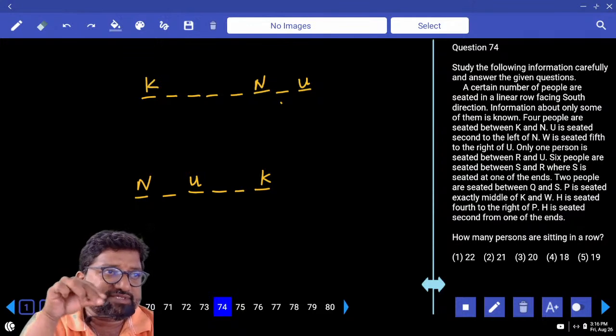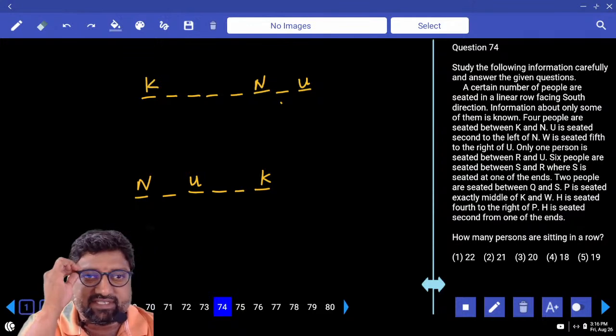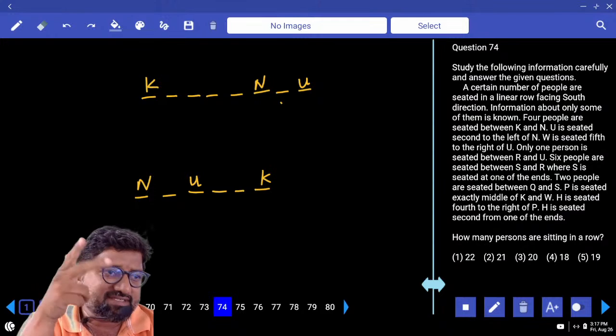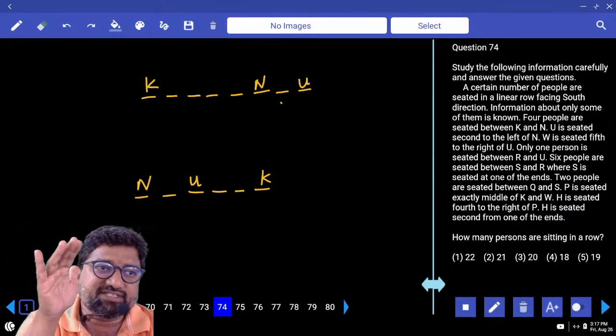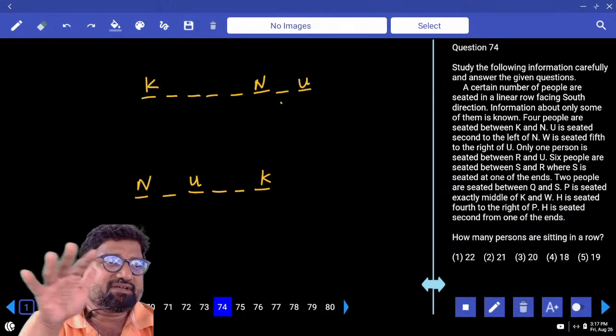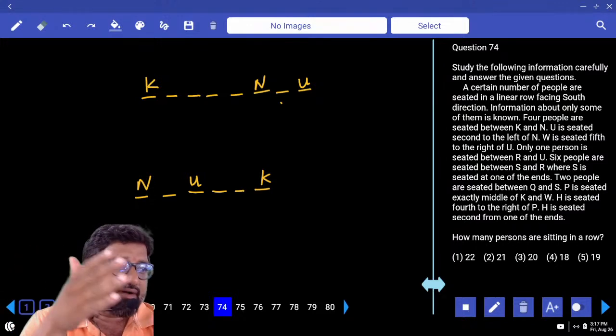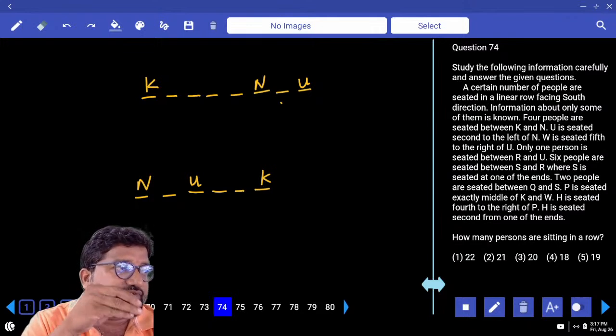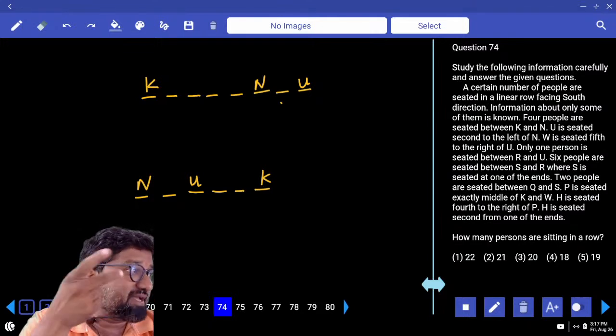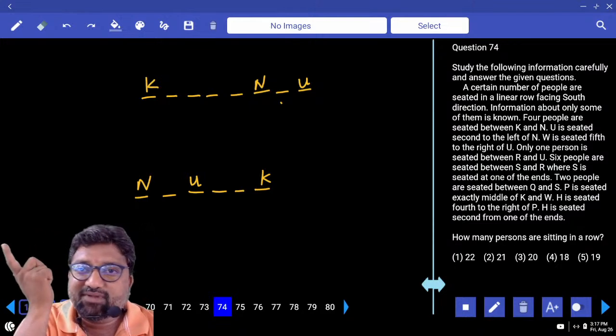Many times I have told you in the explanation classes as well as in the regular classes: you come across this type of situation, a question which says a certain number of people are sitting in a straight line or around a circular table, always go with the possibility which covers more places. Did I tell you or not?